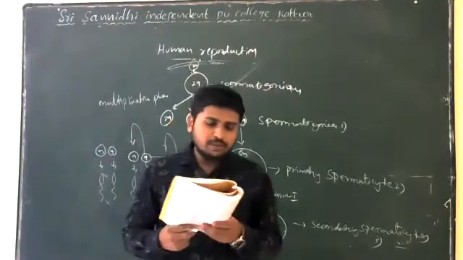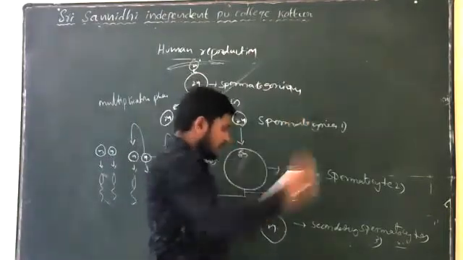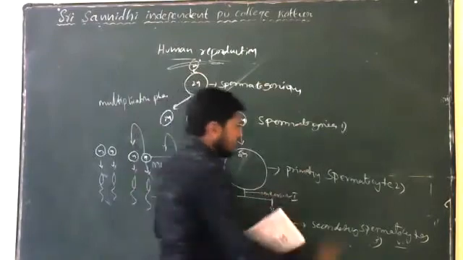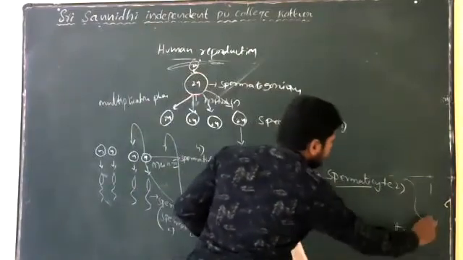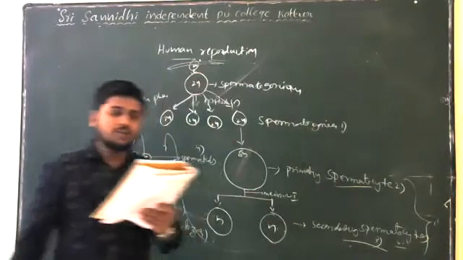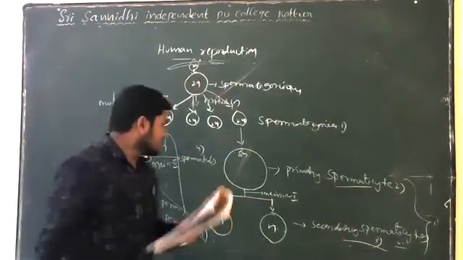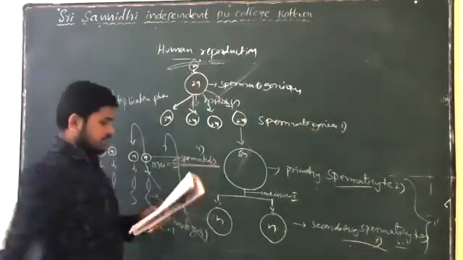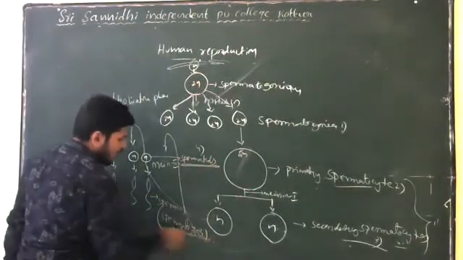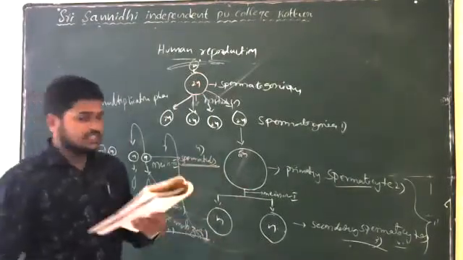Second option is spermatogonia, correct? Spermatocytes, that is correct. Primary spermatocytes, secondary spermatocytes. Next is spermatids. Then spermatozoa or sperm. That is the correct sequence.